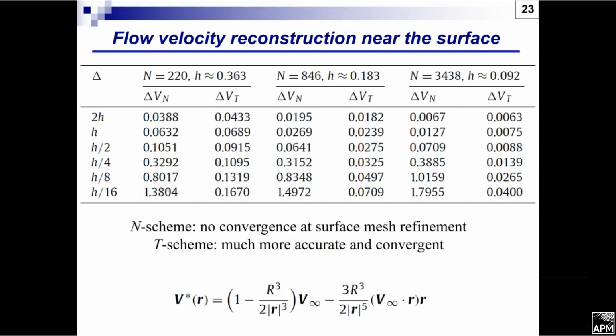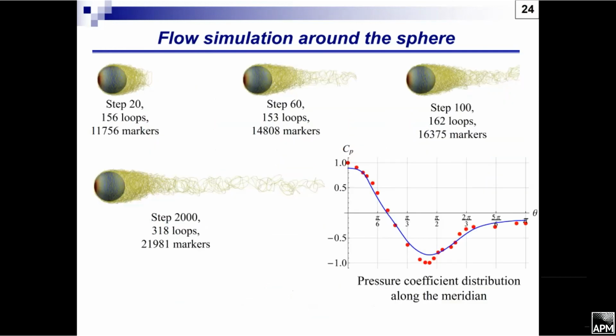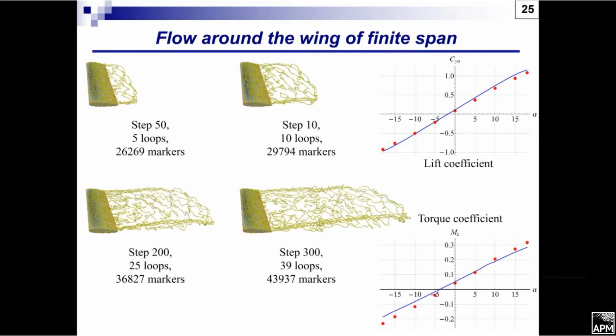And the last example is a verification on simulation of an unsteady problem of flow around the sphere. We just compared the pressure coefficient distribution around the meridian. And this slide shows the dependence of the lift coefficient and torque coefficient for a wing of finite span on the angle of incidence.